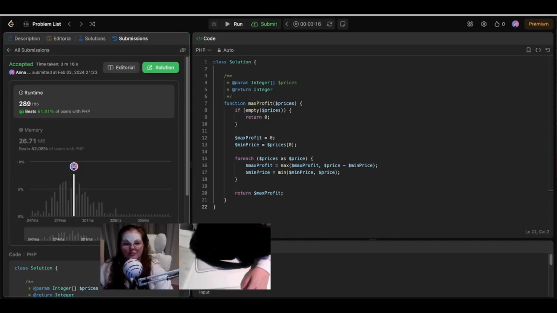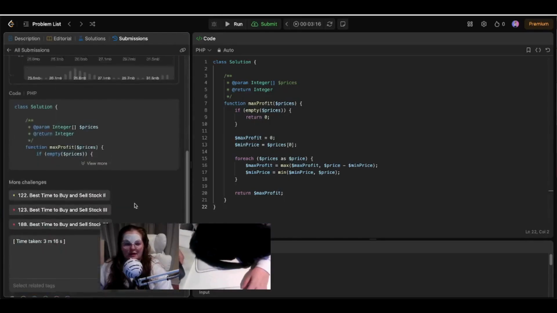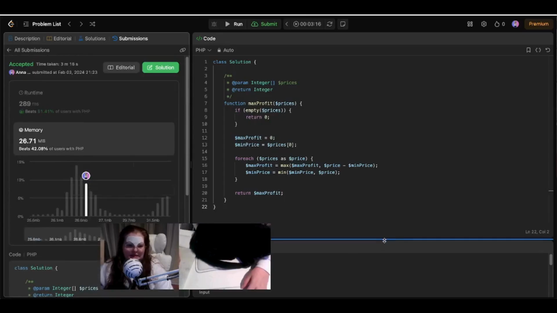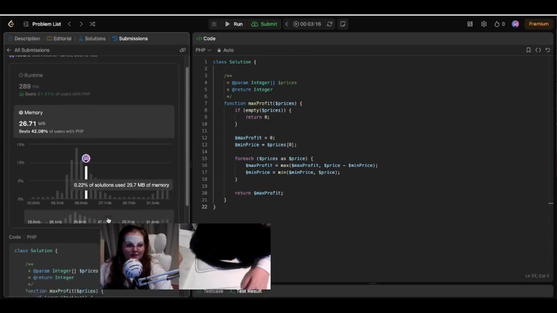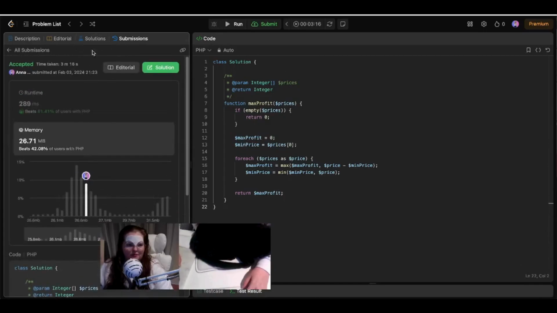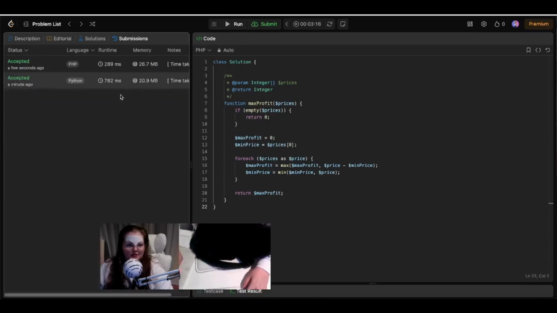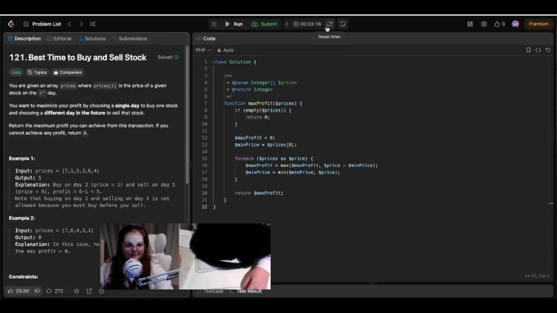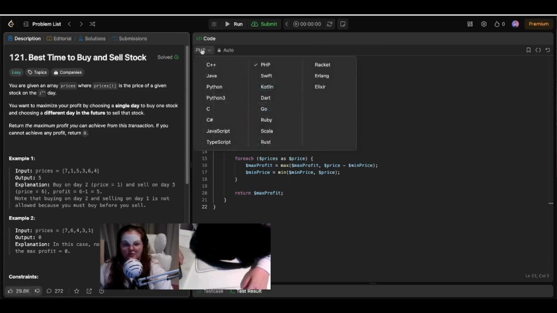Okay, 51% and then 42. Don't love it, but I don't hate it either. Okay. That wasn't terrible, all things considered. So, good. All right. Let's reset the timer and do JavaScript, maybe? Or let's do C++.